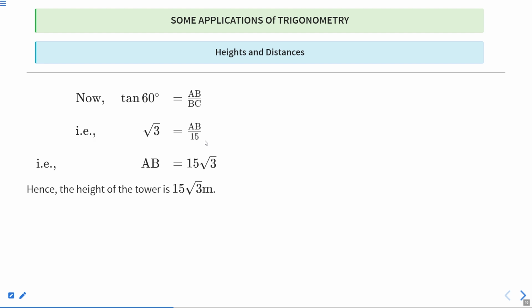So root 3 is equal to AB by BC, and here the length of BC is equal to 15 meter. So we put the value of BC equal to 15. It implies root 3 is equal to AB by 15, and it implies AB is equal to 15 times root 3. So hence the height of the tower is 15 times root 3 meter. This is the final answer.